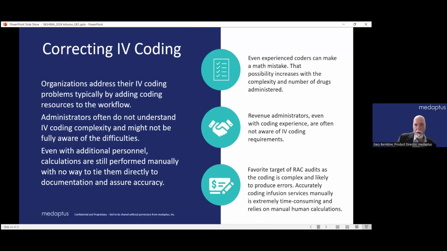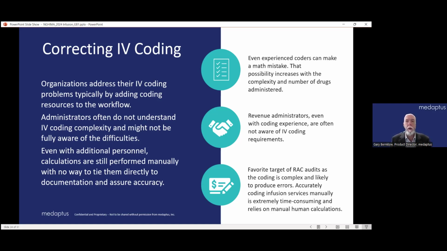So how do we correct some of these IV coding issues that we see? How do organizations typically address these problems? Well, you'd be surprised to know that administrators often don't even understand how complex IV coding is, so they may not be aware of the difficulties involved. A lot of administrators may have a background in coding or at least familiarity with coding, but it's usually something a little more basic than that. You know, the CPT code per service, right? They did an X-ray, that's the CPT code. We did a blood draw, that's the CPT code.